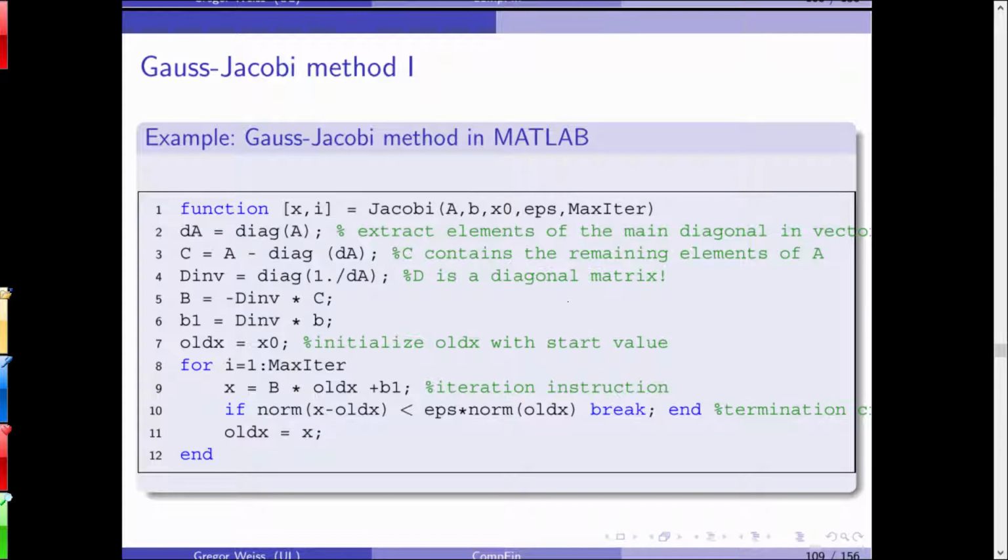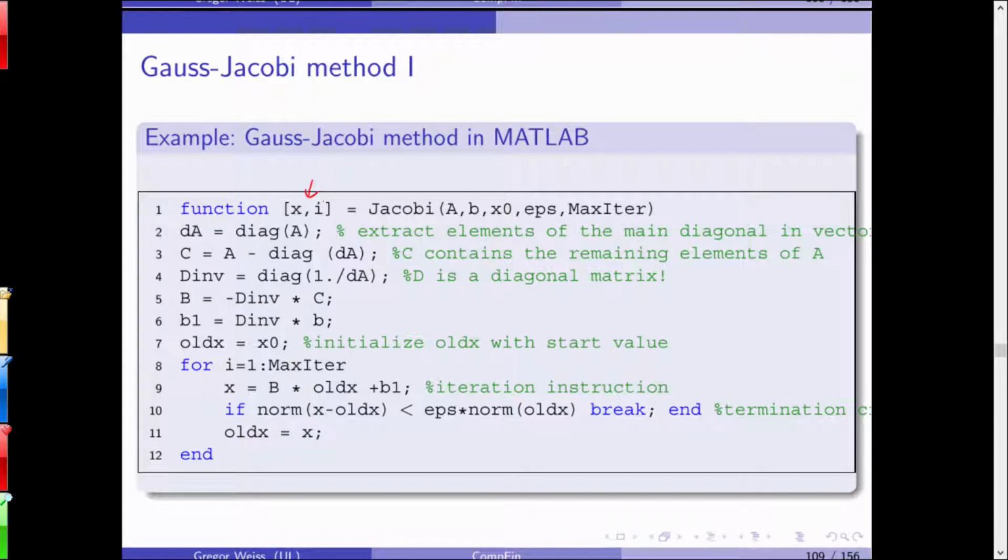Then, this here, does anyone remember what this means? Function vector xi equals name of the function and input values a, b, and so on. Yeah? These are the outputs?